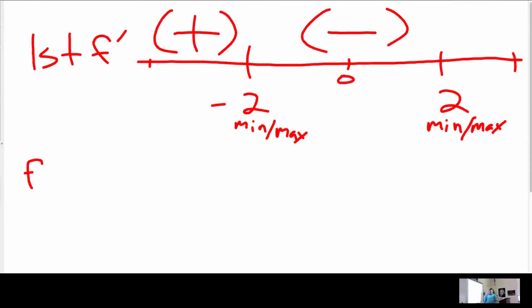Now when we go from positive to negative, this means the function is increasing and then it's decreasing. So it kind of looks like this. So we have a max at negative 2. Does that make sense? All right. So now this will probably be positive, but we want to double check.